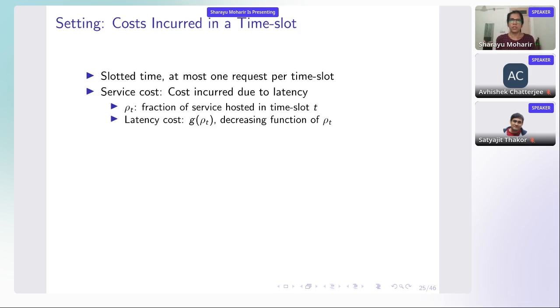The most important thing to note here is partial hosting and what happens under partial hosting. When the service is partially hosted, the latency cost is a decreasing function of the fraction of the service hosted at the edge. Specifically, if rho_t is the fraction of the service hosted at the edge in time slot t, the latency cost denoted by g(rho_t) is a decreasing function of rho_t.